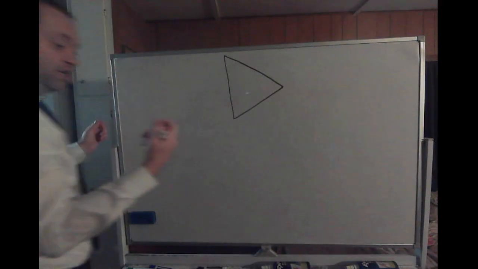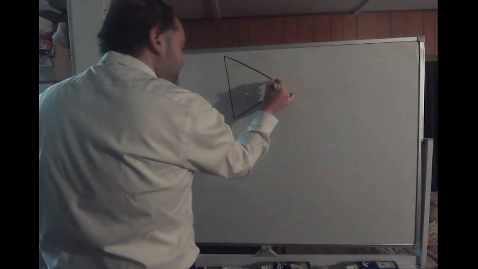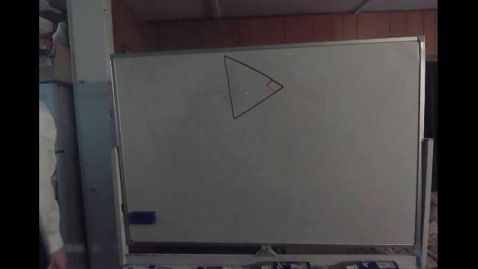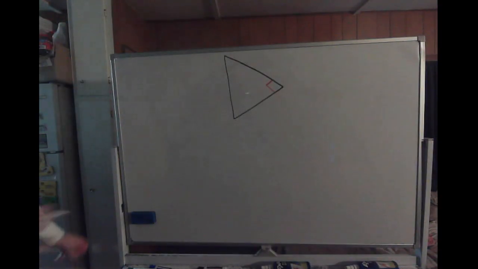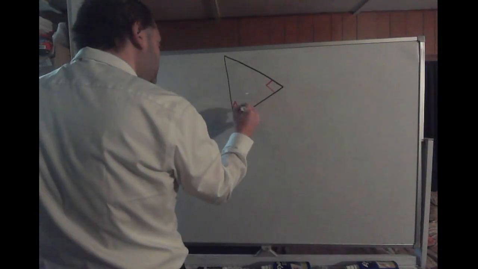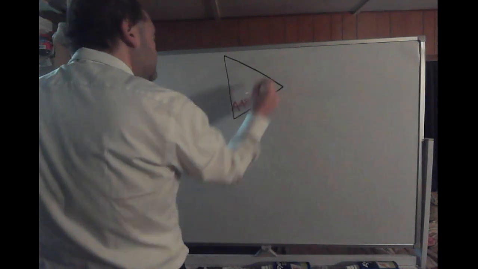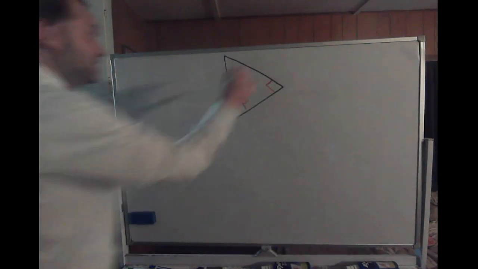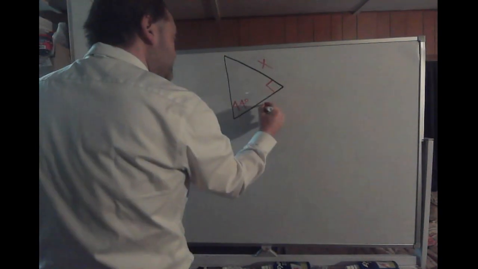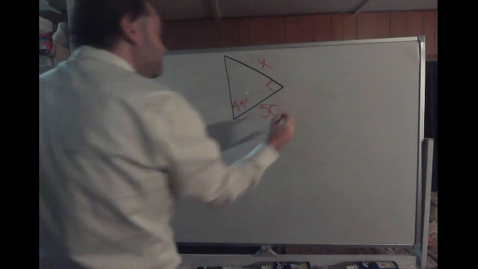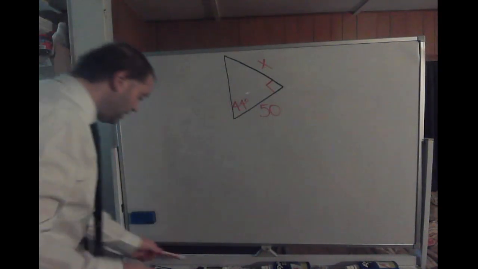Alright, a little bit different triangle, but by now we should be used to seeing funny tilted right triangles. Alright, this angle is 44 degrees. This, let's see, what is that side? Yep, this is x. This is 50. So we're going to solve for x, of course.